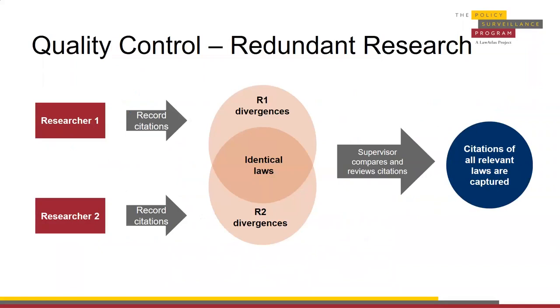This includes quality control, of course, because everything in policy surveillance includes quality control. What we do here is what we call redundant research. Similar to the process of having two people write each of the memos, we have two researchers create master sheets for the same jurisdiction, independently identifying and recording those citations for that jurisdiction. The supervisor is then able to compare those two master sheets, for example, Alaska. You'll have one researcher produce an Alaska master sheet and another researcher produce an Alaska master sheet. The supervisor can compare them, observe the divergences, the identical laws, comment, review why are there divergences, what laws are missing, what should be captured, and then what this does is produce quality control and hopefully then will allow us to feel confident that we've collected all of the laws relevant to answering our questions in that jurisdiction.